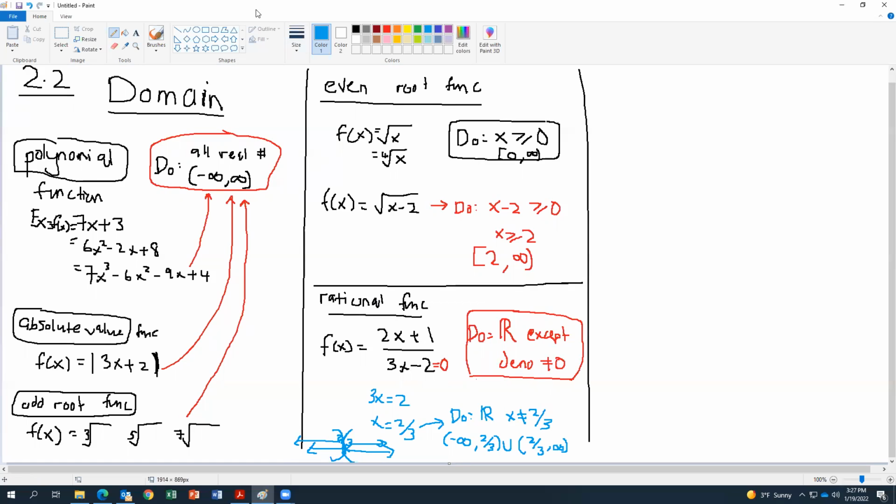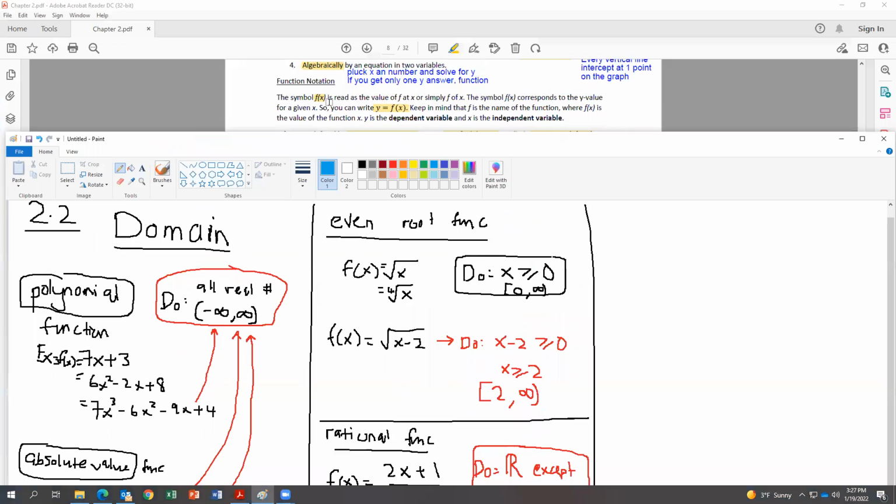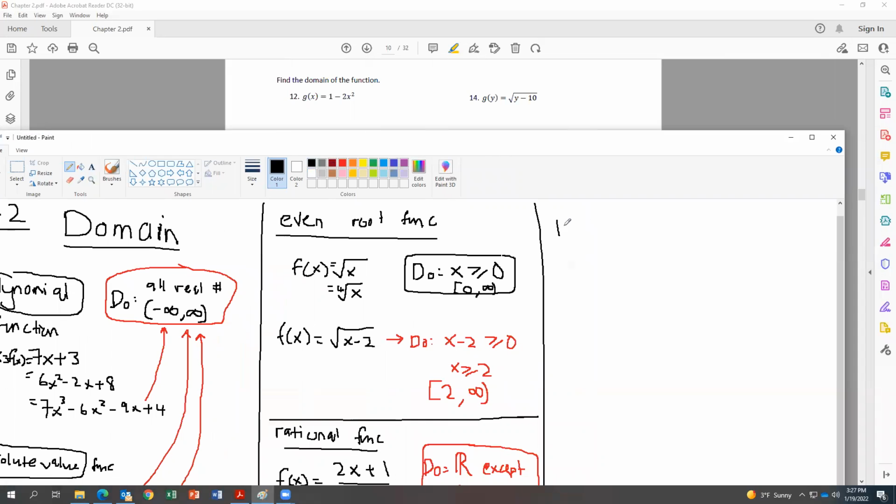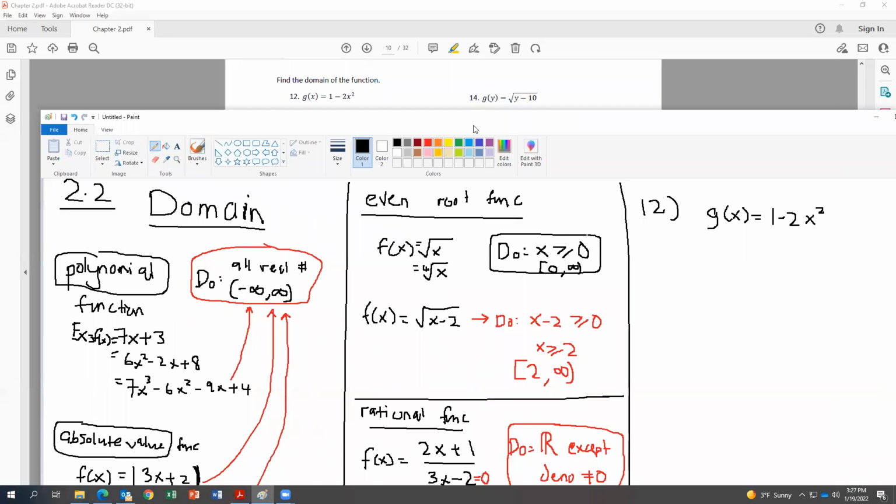Okay, so now we can talk about some examples of it. So let's take a look at the example here. Yep, there you go. So we do 12, since we're doing domain here. So this is question 12. g of x equals 1 minus 2x squared. So can someone tell me what is the domain of this function?